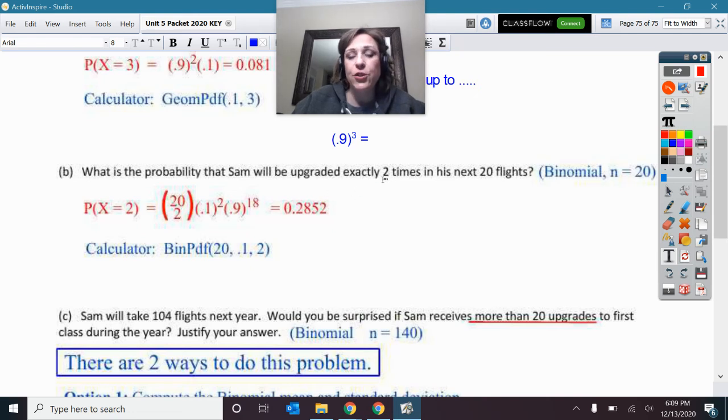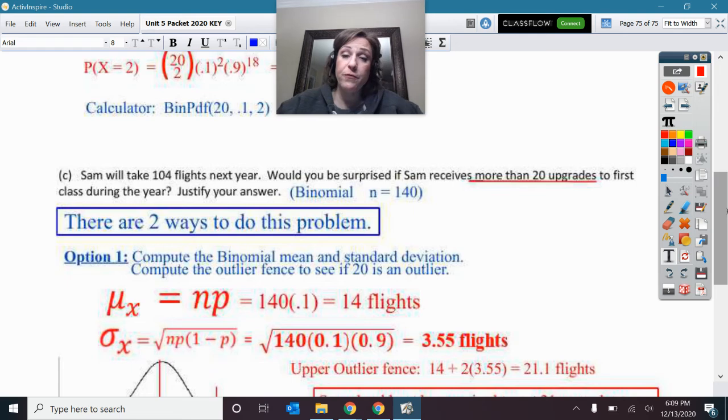What's the probability exactly 2 times? Okay, so this one was an exactly. It's exactly 2 out of the 20 flights. So 20 choose 2. Okay, but now here's where it gets interesting. He takes 104 flights, so that's our N. Would you be surprised if he receives more than 20? So I'm thinking, would I be surprised if more than 20, so that's 21 and up, is an outlier?